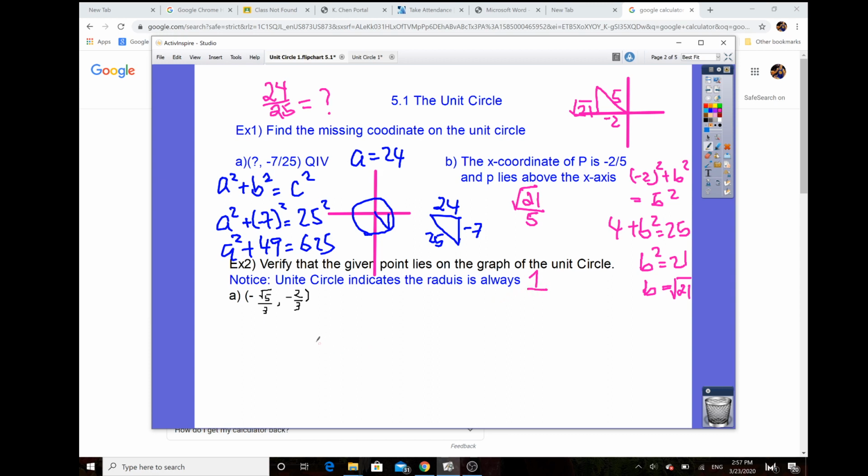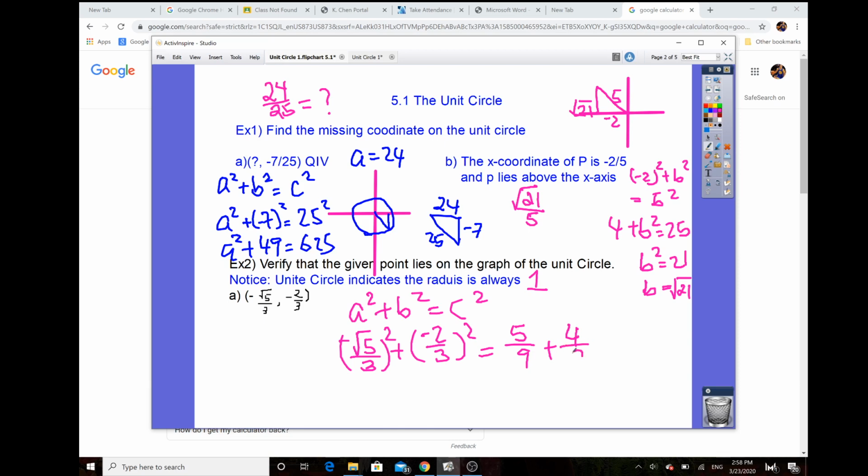Okay, so that's just a hint. So basically this one just used the Pythagorean theorem. We have a squared plus b squared equals c squared. Plugging in the numbers, we have negative root 5 over 3 quantity squared plus negative 2 over 3 quantity squared. Negative root 5 over 3 squared gives 5 over 9, and negative 2 over 3 squared gives 4 over 9. Once you combine them, it's 1. Therefore, the point lies on the unit circle, because it shows the radius, 1.